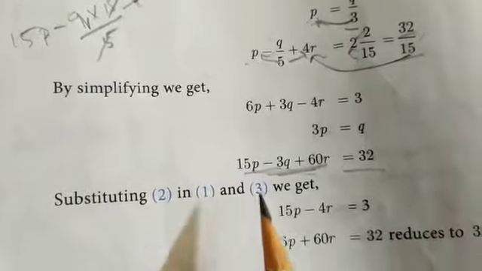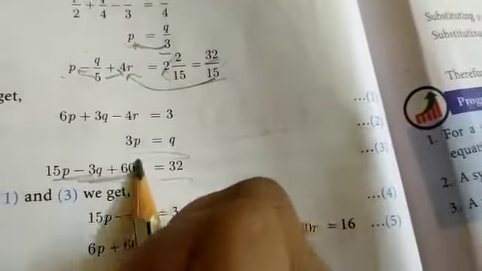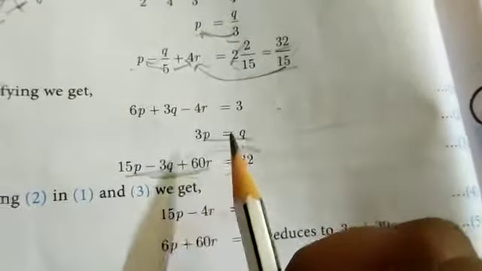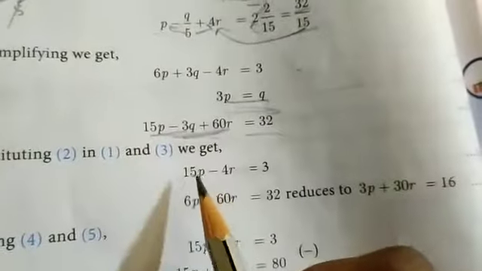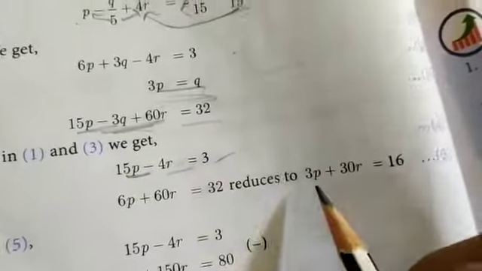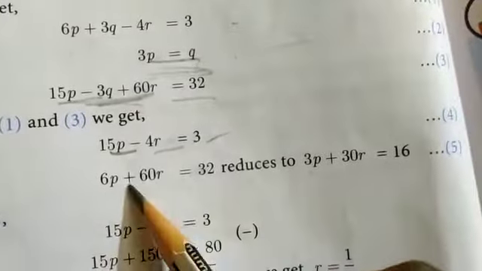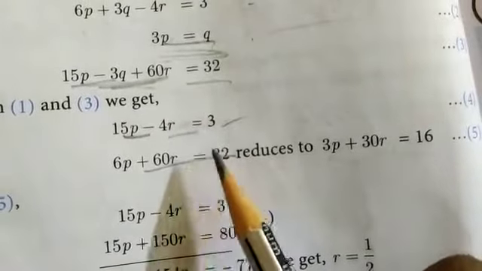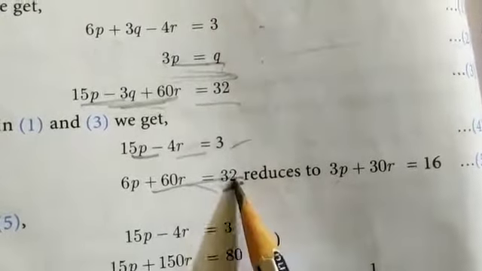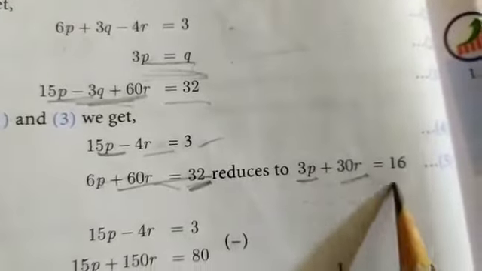Substituting 2 in 1 and 3 we get, this is equation number 2. This is 3p equal to q, and let these be 1, 2 and 3. So this is equation number 2. Put it in 1 and 3. You will get 15p minus 4r equal to 3 and 6p plus 60r equal to 32. So it reduces to 3p plus 30r equal to 16, because this all comes in the 6 table. Or you can cancel it, 32 doesn't come in it, so for that you are just cancelling it in the 2 table only. So 3p plus 30r equal to 16.